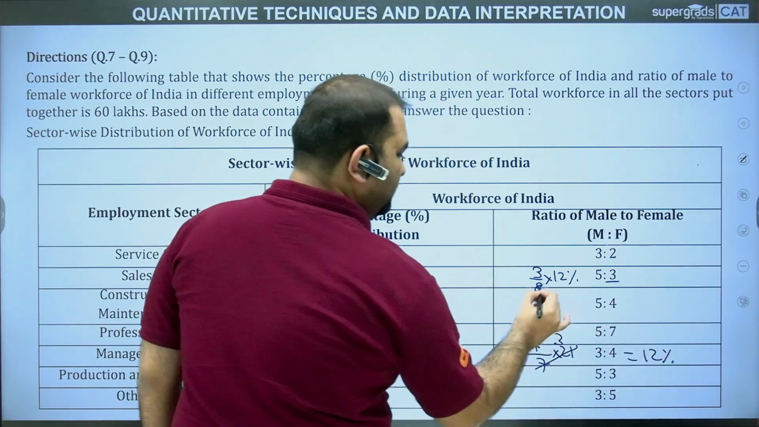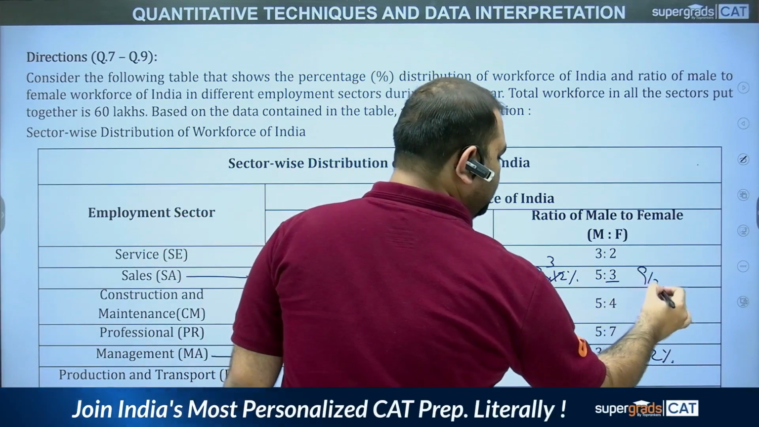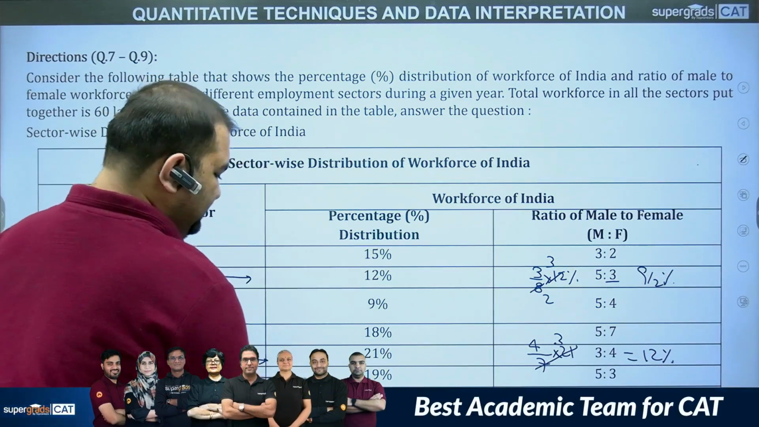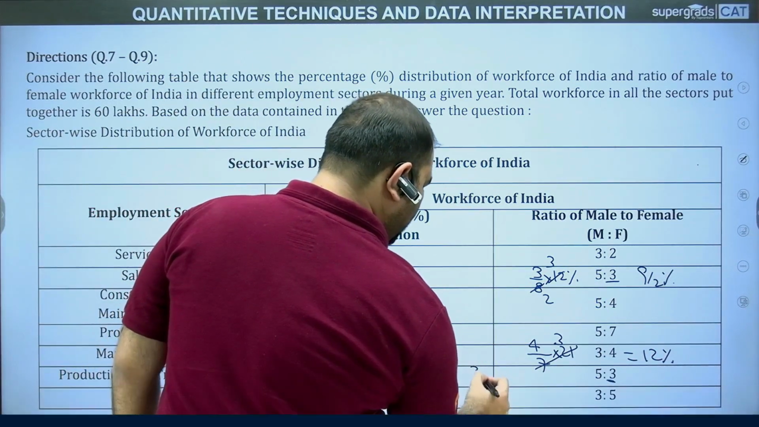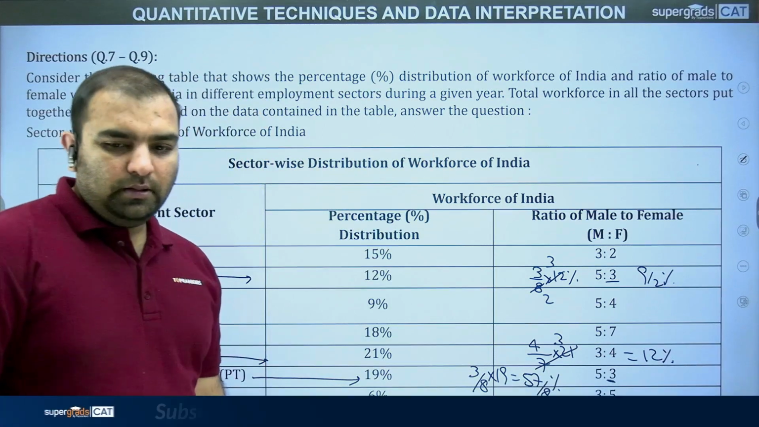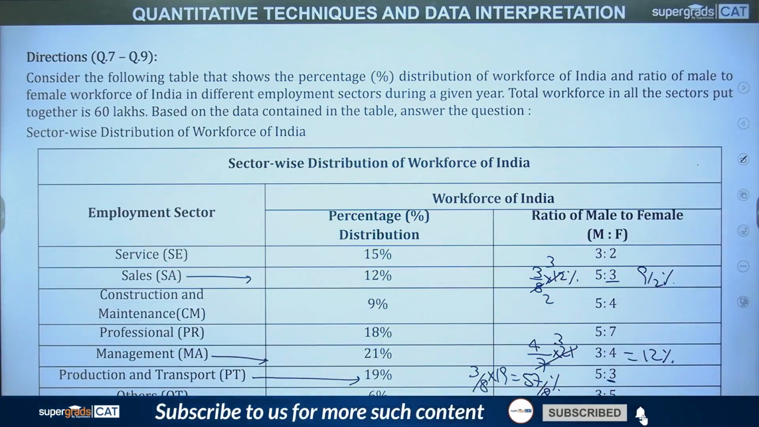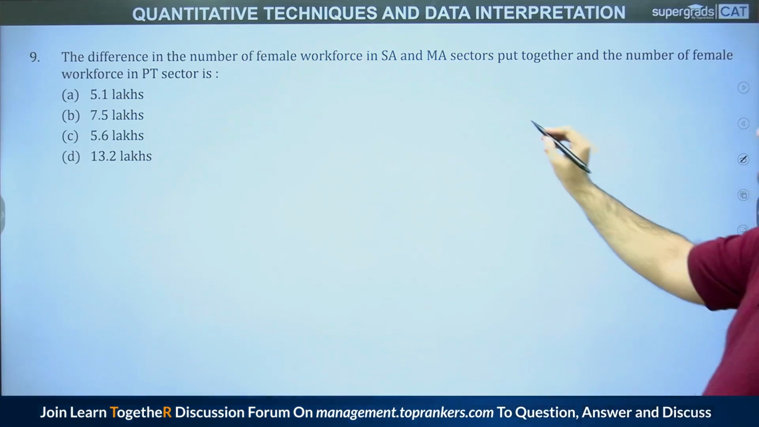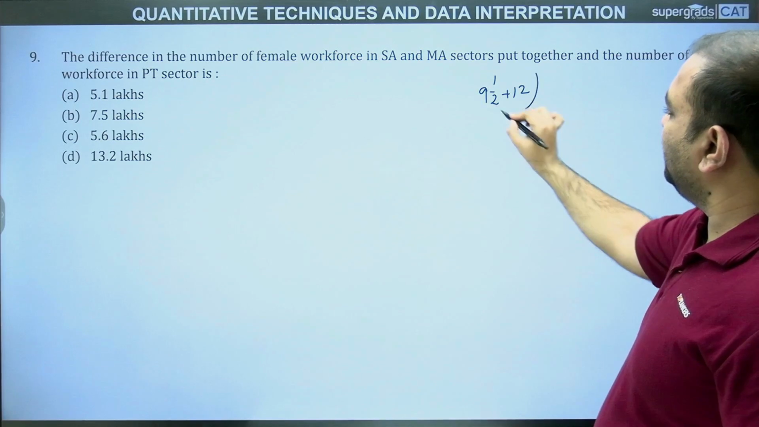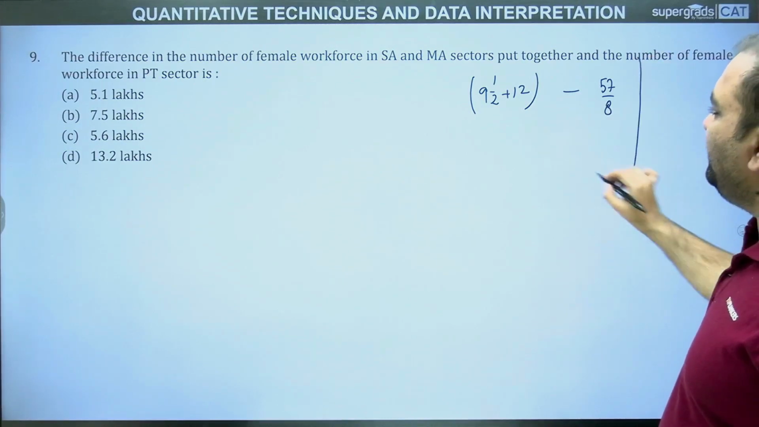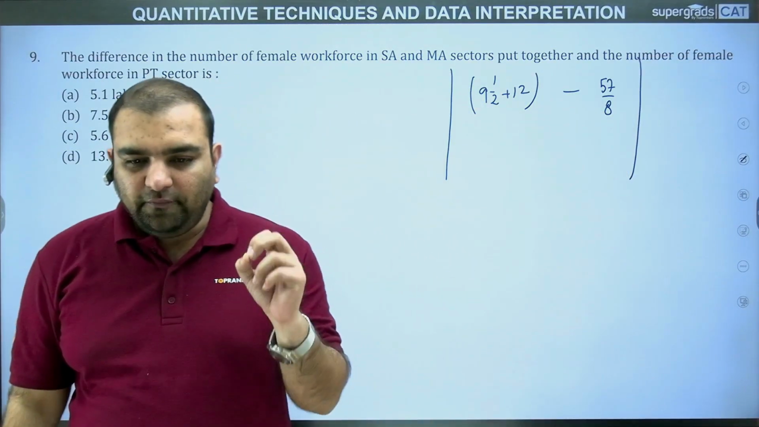12, 9 by 2. And PT female. What is PT female? 3 by 8 of 19. 57 by 8 percentage. 9.5 and 12 are together, and another value is 57 by 8. Their absolute difference in the value.